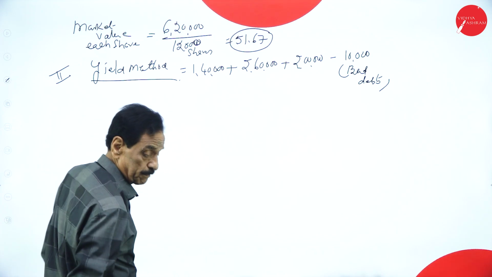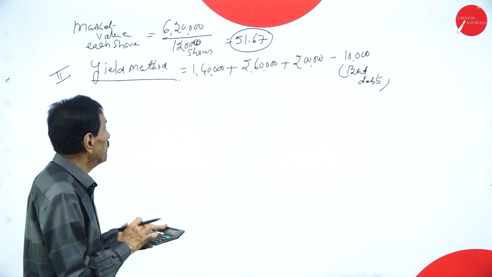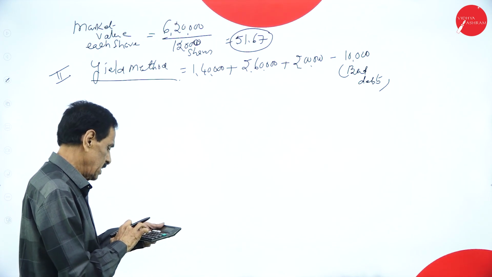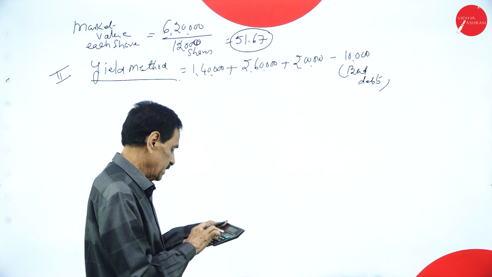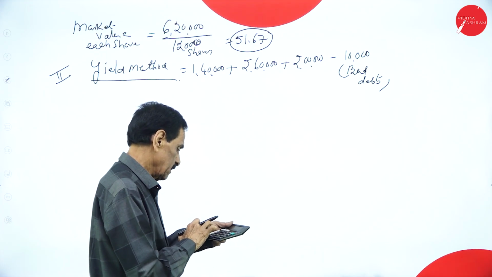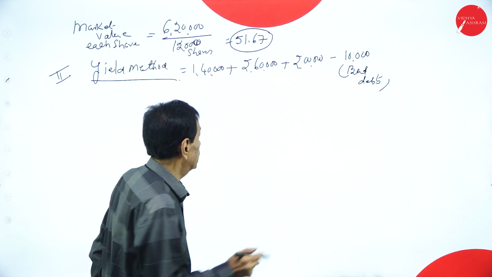Add and subtract: 1,40,000 plus 2,60,000 plus 2 lakh minus 10,000, which is 5,90,000.